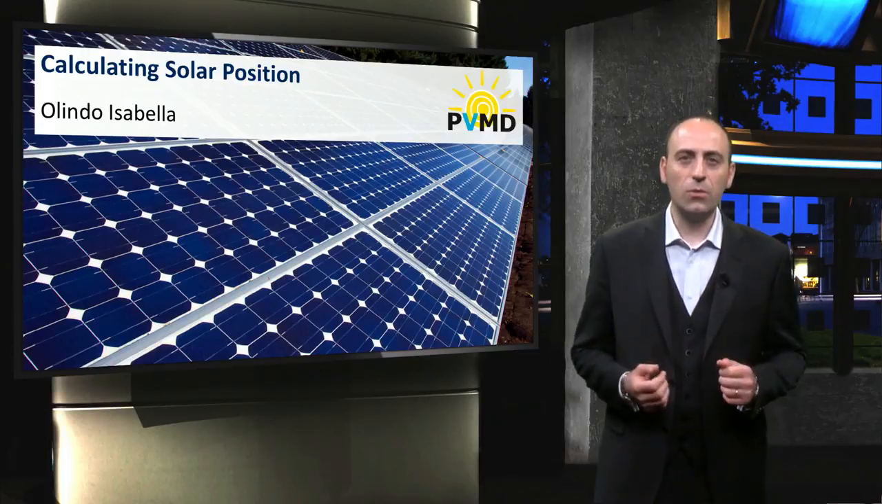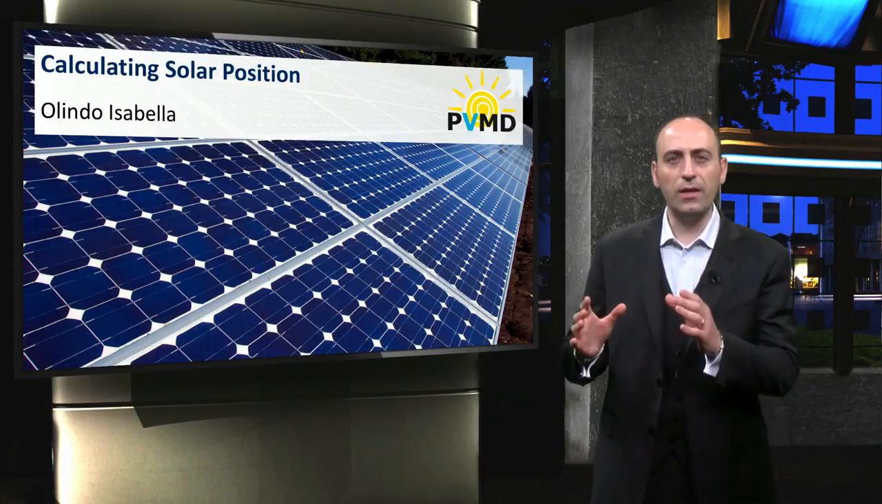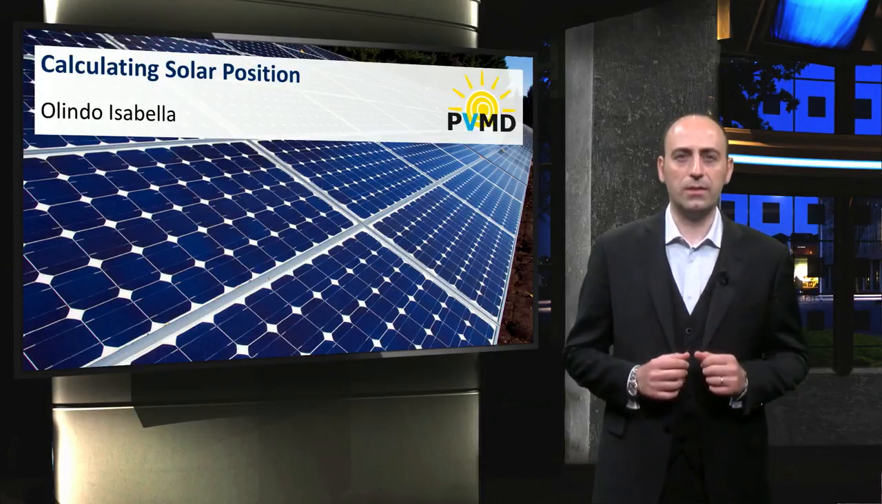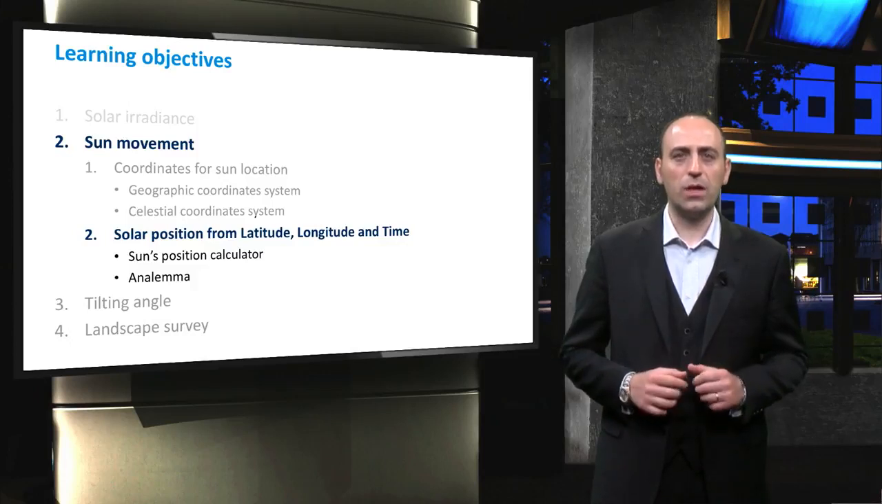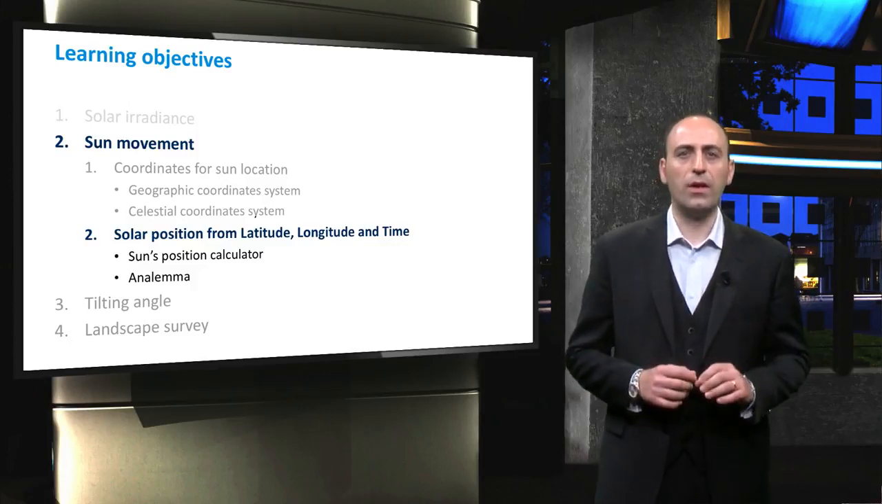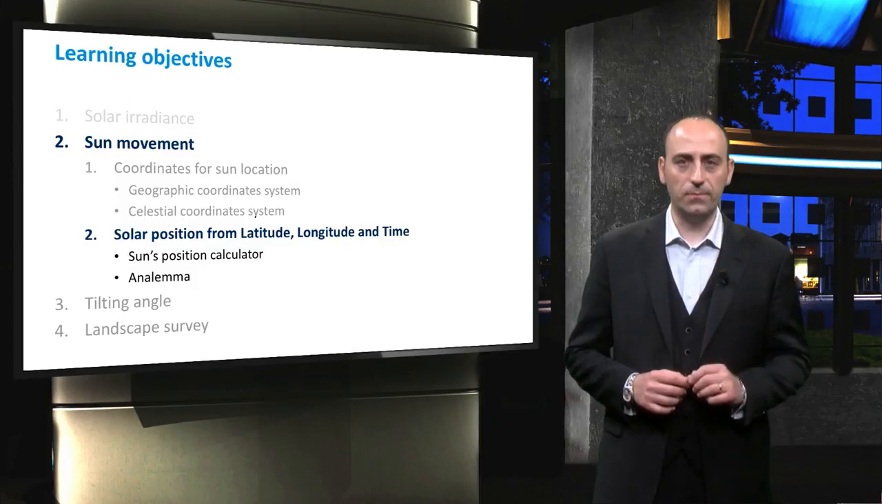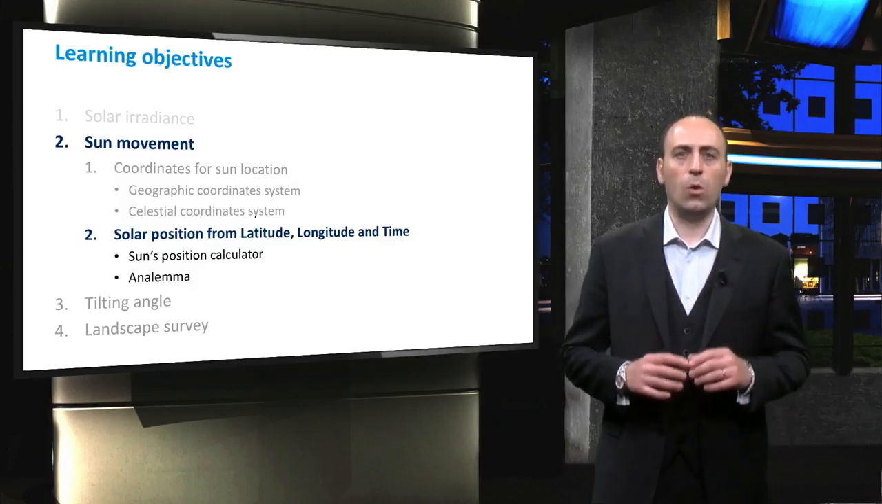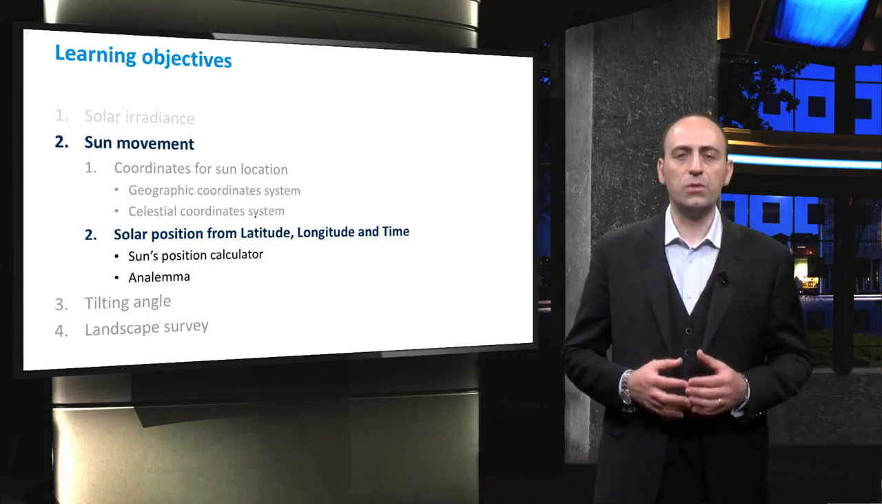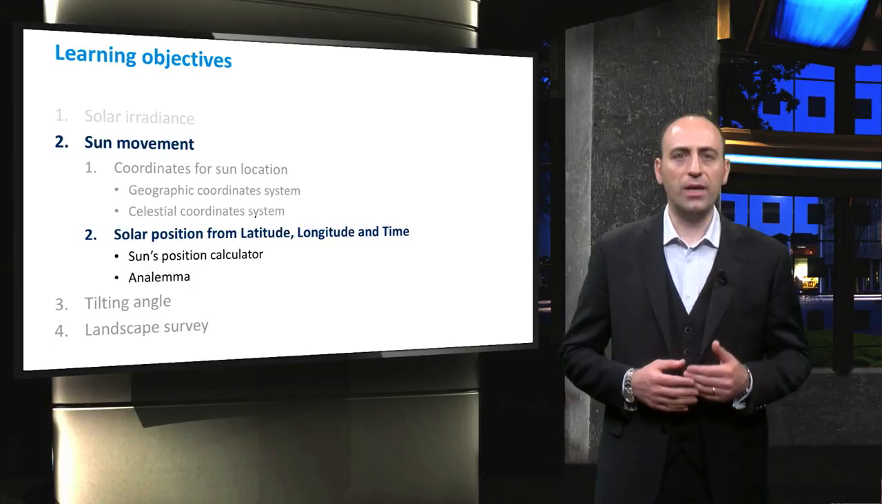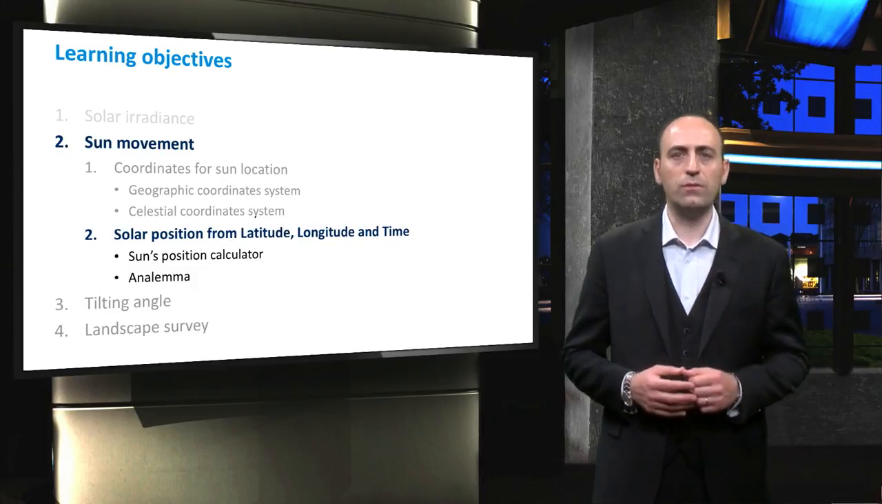In the previous lecture, we introduced both the geographical and the celestial coordinate systems. And now, we are ready to calculate the position of the Sun for a specific location on Earth at any given time and date. The final goal is to obtain the altitude and azimuth of the Sun, and we will first use a flowchart to explain the procedure. In the last couple of slides, we will also introduce the Analemma, which is obtained from the altitude and azimuth of the Sun.